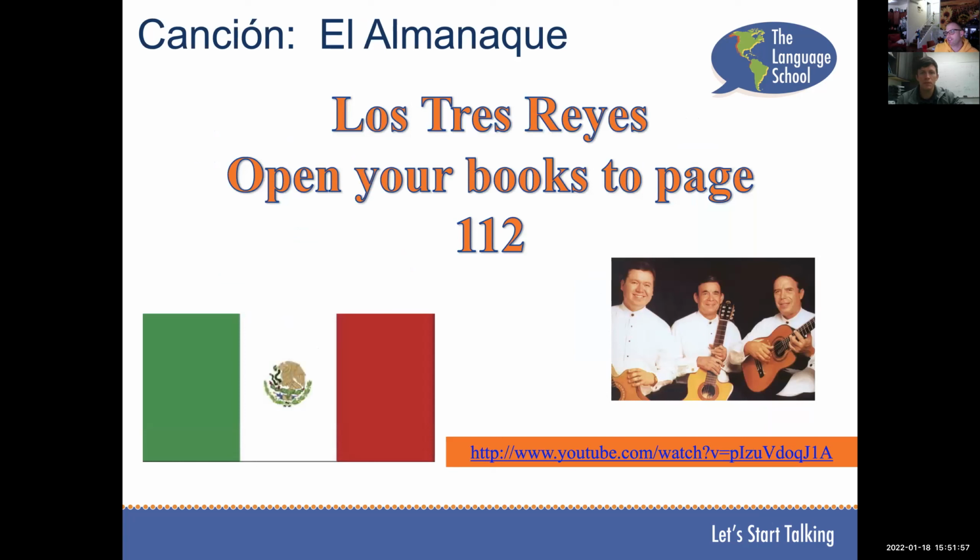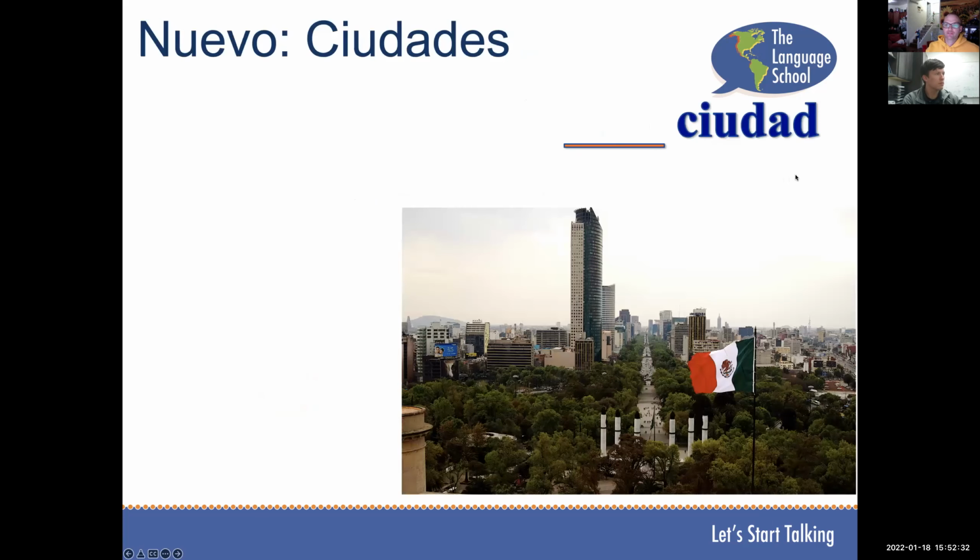There's a little activity that you can do in your book. We're not going to do it here just because sometimes it doesn't come across the internet very well, but it's a listening activity by this group called Los Tres Reyes, and it's kind of more the traditional Spanish style of music from Mexico. Really beautiful song. I love this song. And they sing about the days of the week and the months of the year in it. So in your book, it's got the lyrics for the song, so you can kind of follow along and listen to it, and you can just look it up on YouTube. It's called El Almanaque by the group Los Tres Reyes. So do that after class when you get a chance.